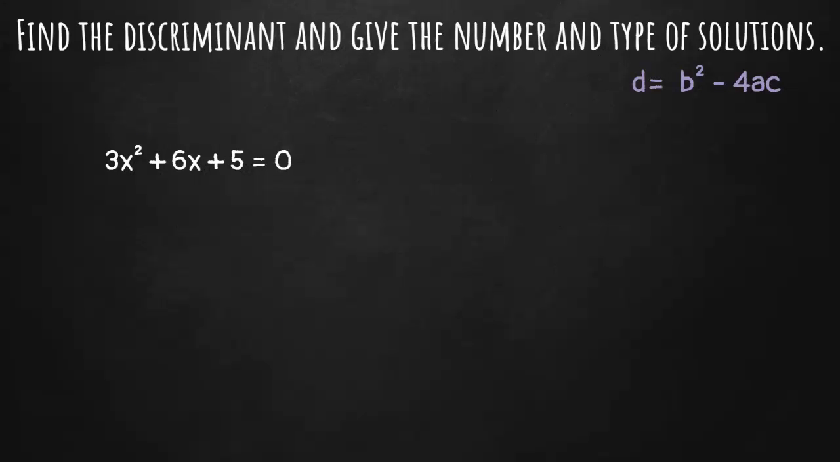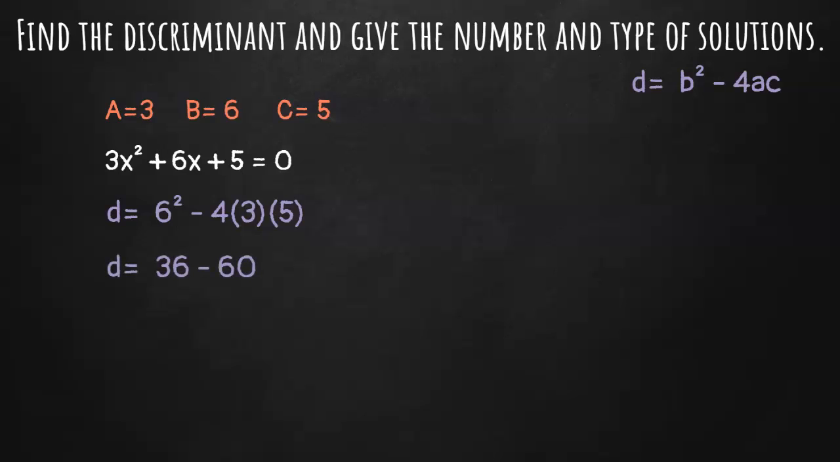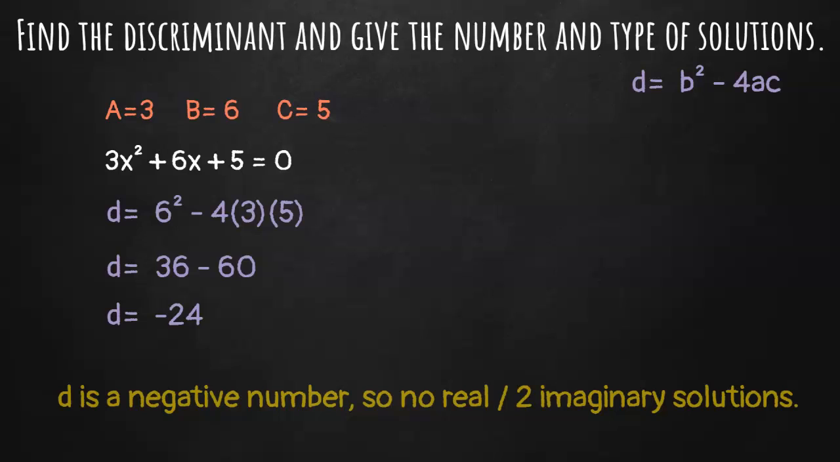Okay, the last example, again, identify a, b, and c. Substitute your values into your discriminant formula and use your order of operations. And we'll find that the discriminant is equal to negative 24. Now, because your discriminant is a negative number, there are no real solutions, or you can say there are two imaginary solutions.